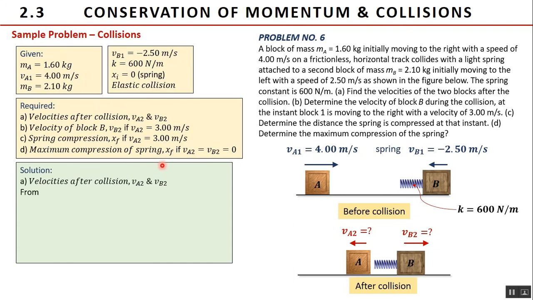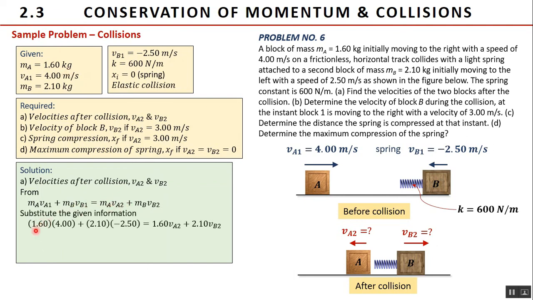We begin with the equation of conservation of momentum for elastic collision. The total momentum before collision is equal to the total momentum after. We substitute all those with given information. We have mass of A, 1.60 kg, vA1 is 4 meters per second, mass of B is 2.10 kg, and vB1 is -2.50 meters per second.